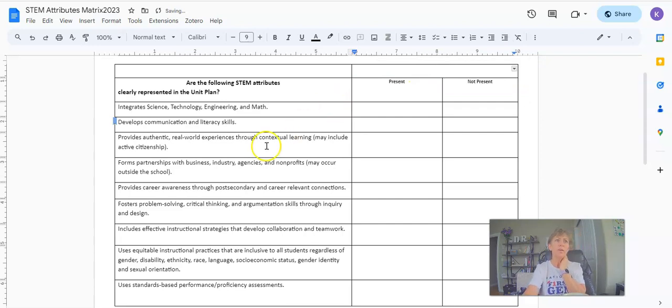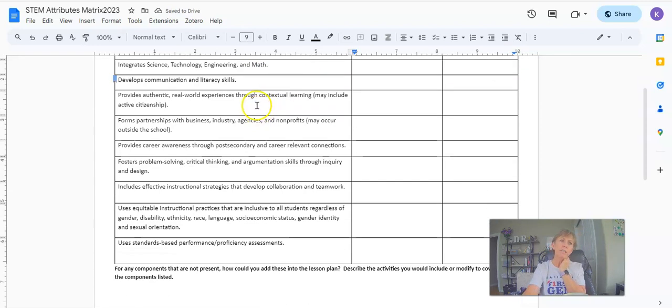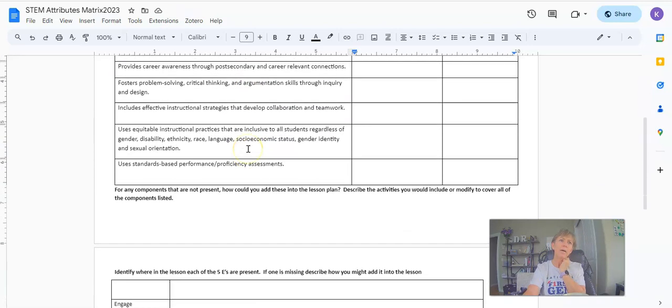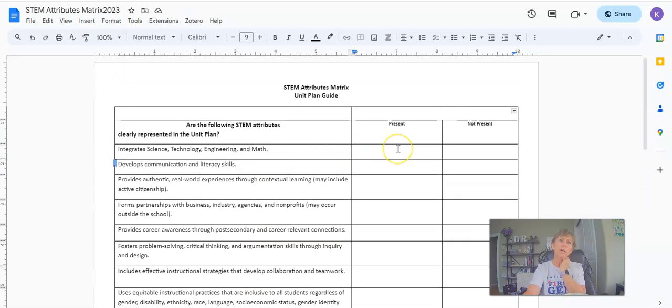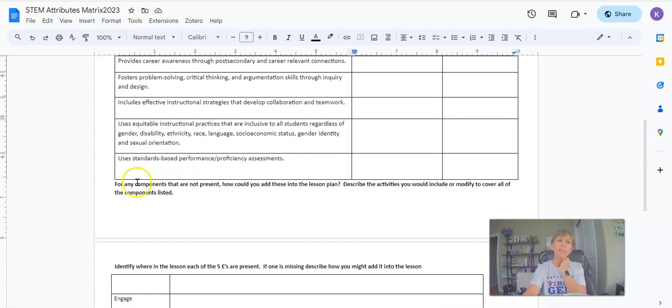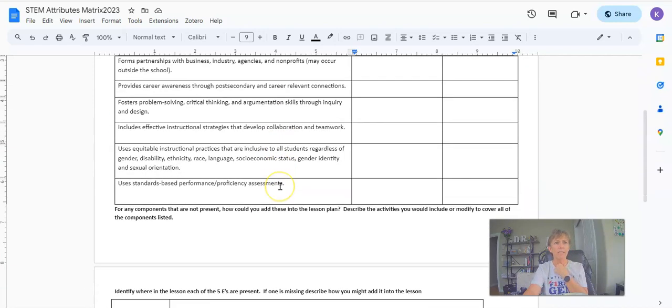So you're going to evaluate one of those lessons, and you're going to look through it, and you're going to see what of these components are actually present in the lesson, and if they're not present, then you're going to describe down here how you would incorporate that into the lesson. How would you add to the lesson to make sure that it touched on all of these things?